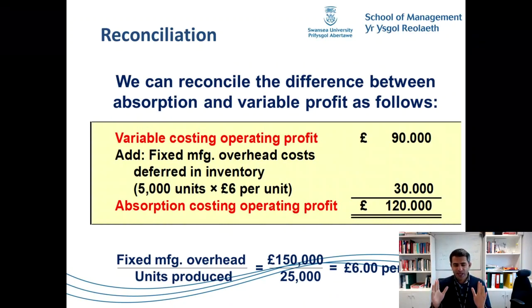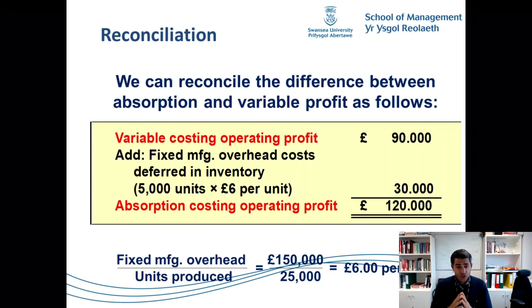And this is the main difference in the profit here, guys. The main difference between the variable costing operating profit and the absorption costing operating profit is the closing inventory. Remember this, please. So how to do it? Very simple. The closing inventory, which is the units left, 5,000 units times £6, the fixed cost per unit, equals 30,000. If you add the 90 and 30 together, you end up with £120,000. Can you see?